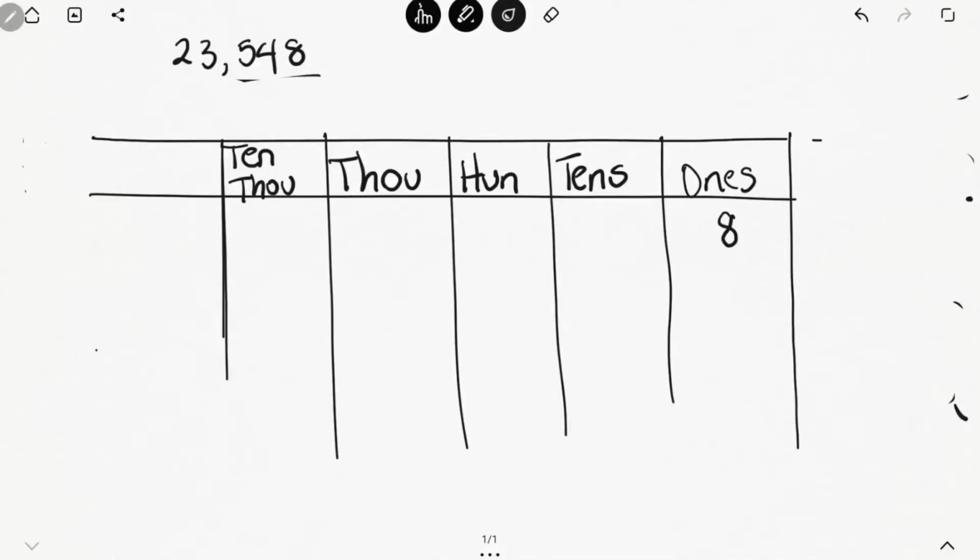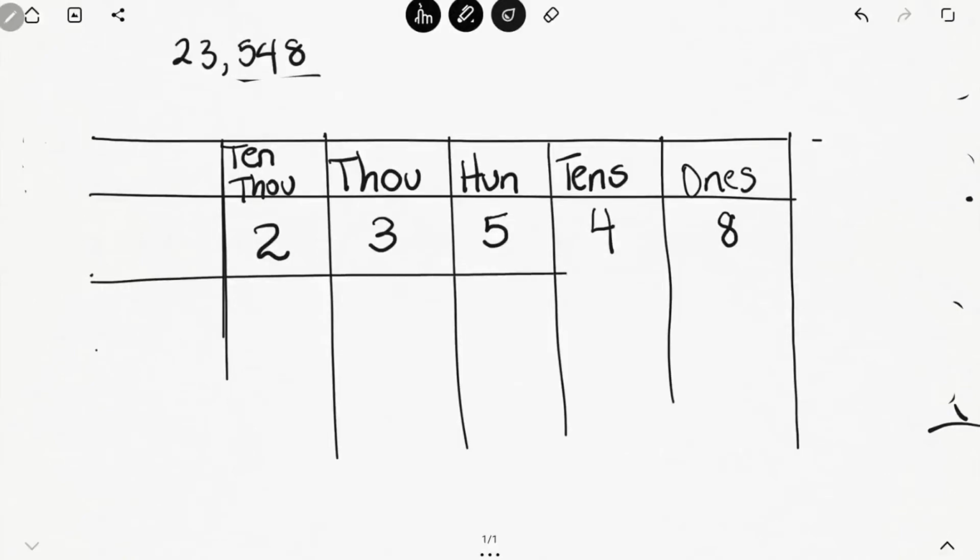What digit is in the tens column? You tell me. You have your 4 in the tens column. What digit is in the hundreds column? You have your 5 in the hundreds column. What digit is in the thousands column? You have your 3 in the thousands column. And what digit is in the 10,000s column? You have your 2 in the 10,000 column. Okay? All right, and we are going to close off this place value chart, kind of show you what it means here.